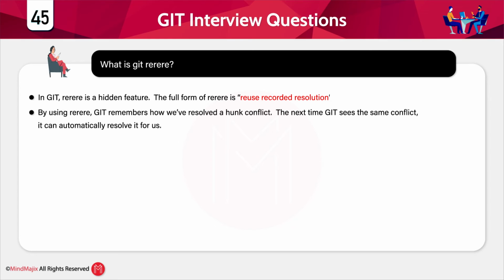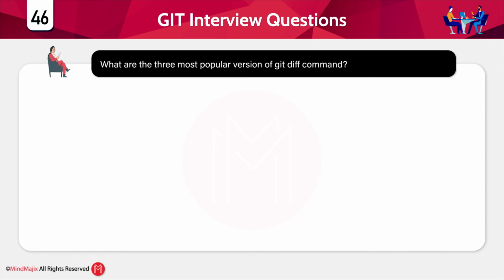See, by using this one, reuse recorded resolution, Git remembers how we have resolved a merge conflict. The next time it finds that same conflict, it automatically resolves it.